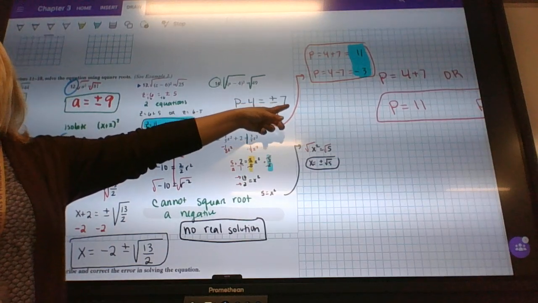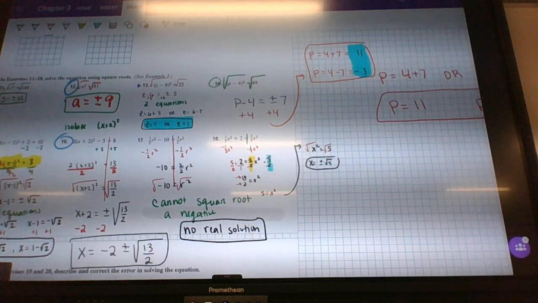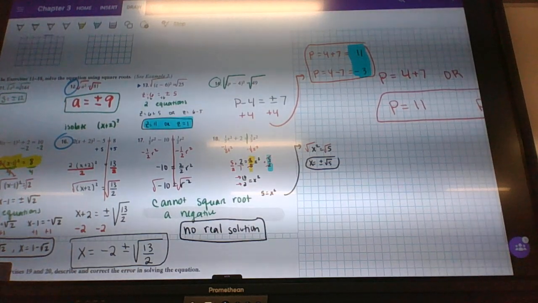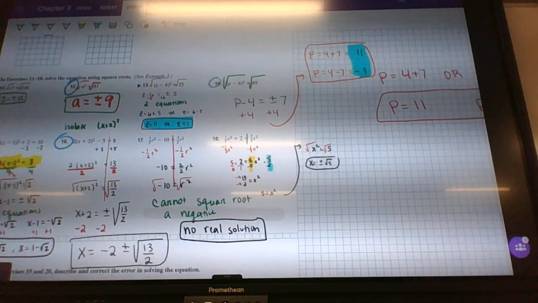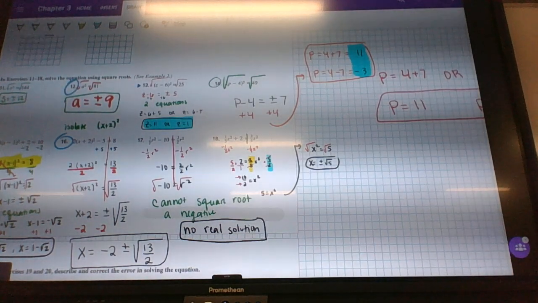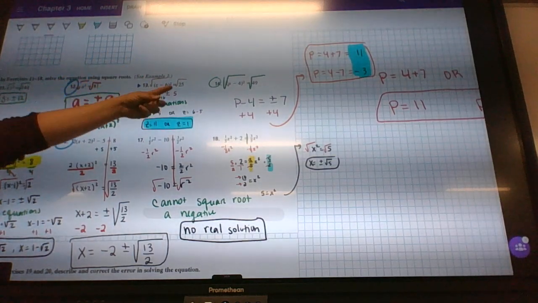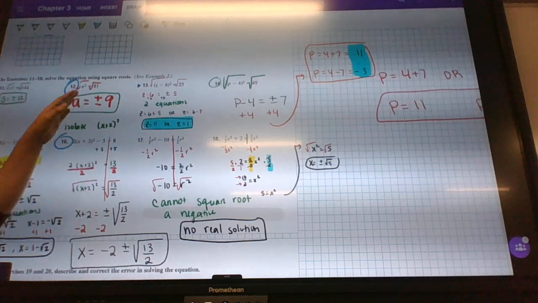Now, had this been a 40, for instance, 40 doesn't square root, it would be 4 plus or minus the square root of 40. So if the square root is not one of these numbers, you're going to keep the radical and keep a plus or minus. So it's all about whether or not you can square root it and then add at the end. Like this square roots, this square roots, this square roots. So these all have regular answers.